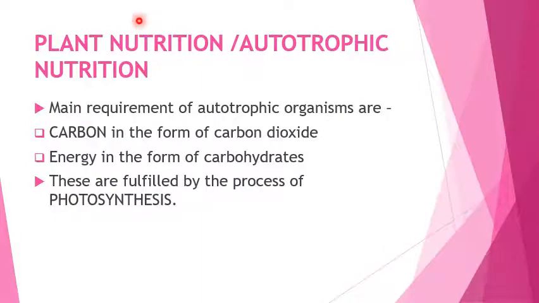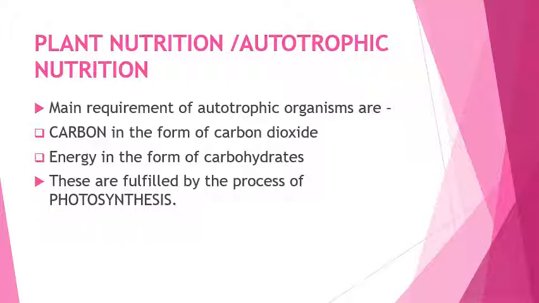So we are going to start with our plant nutrition, or you can say the autotrophic nutrition. The main requirements of autotrophic organisms are carbon, in the form of carbon dioxide, that is CO2, and energy, in the form of a carbohydrate, that means food, and these are fulfilled by the process of photosynthesis.